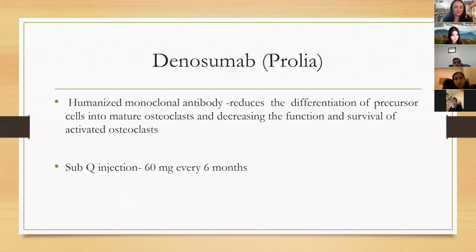So denosumab or Prolia is another medication that's commonly used in the primary care setting. It's a humanized monoclonal antibody, which reduces the differentiation of precursor cells into mature osteoclasts and decreases the function and survival of activated osteoclasts. It's given as a sub-Q injection, 60 milligrams every 6 months.